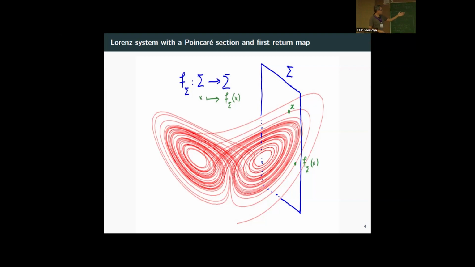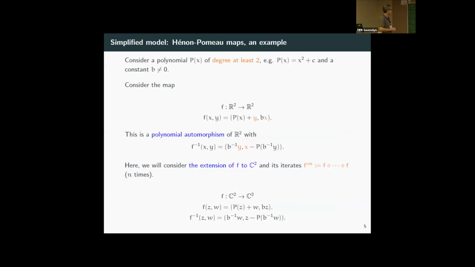In order to study the system, you can focus on the iteration of f on sigma, and this reduces the dimension to 2. Somehow you forget the flow direction, which simplifies the problem a bit. Then Hénon tried to simplify the map f to get a simpler map which still gives a complicated dynamical system. And finally, they found this map, the so-called Hénon map.